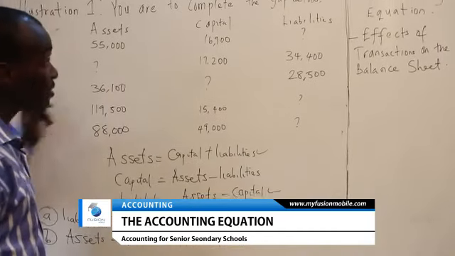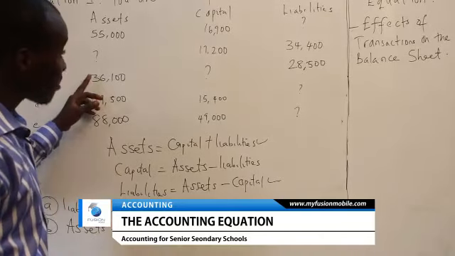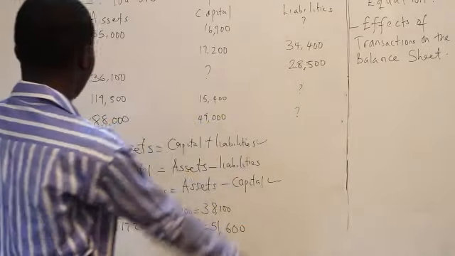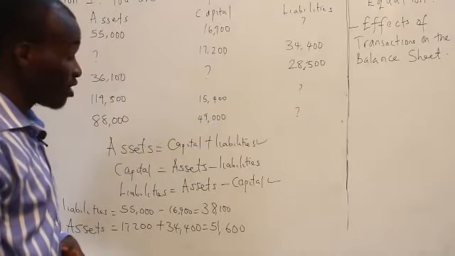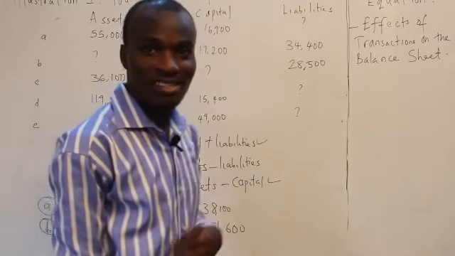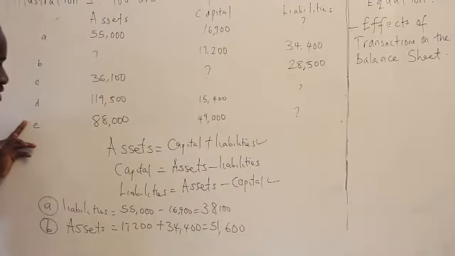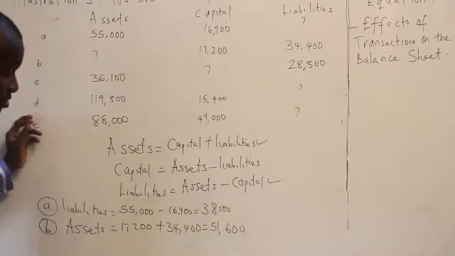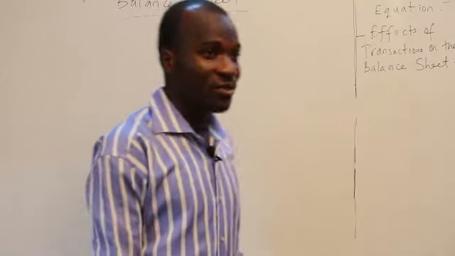So you have to find the capital, then that will be assets minus the liability, and D, you have to find the liabilities. It's going to be assets minus the capital. By E, you are also asked to find the liabilities, which will be assets minus the capital.